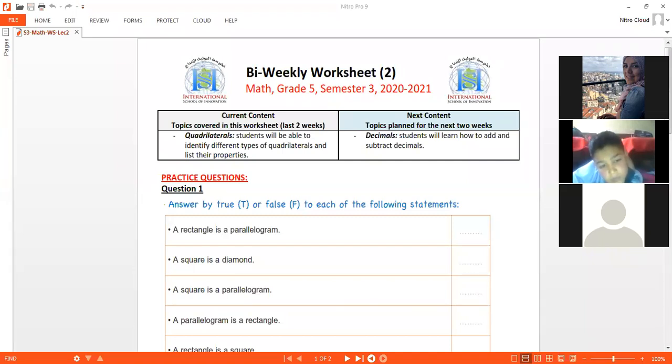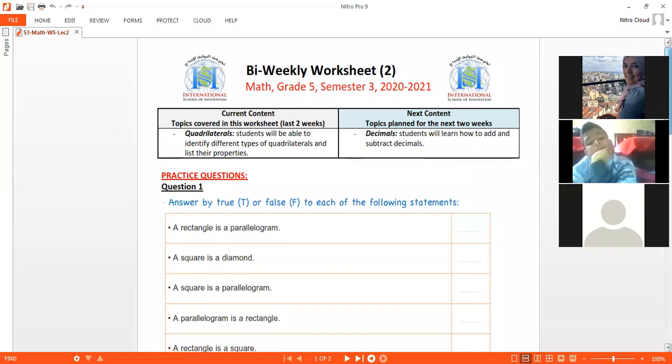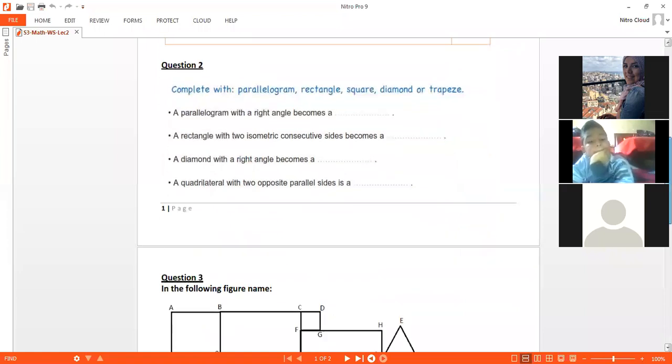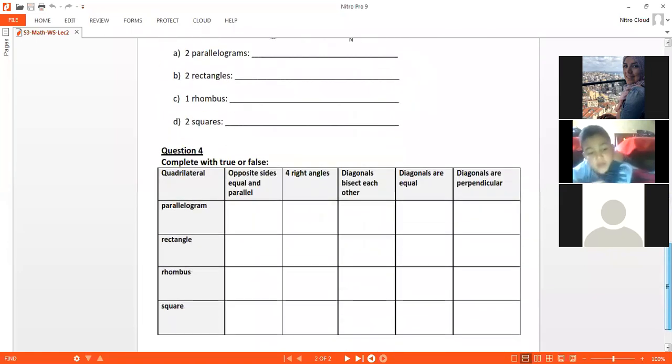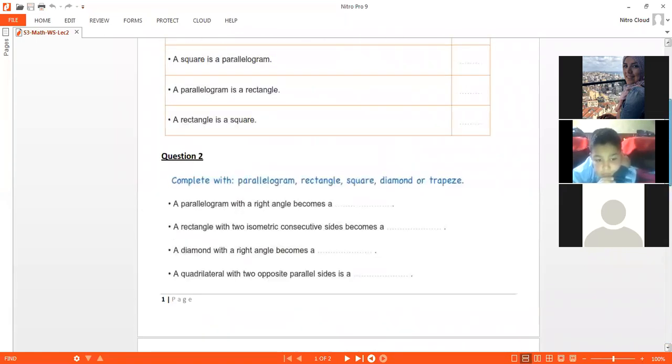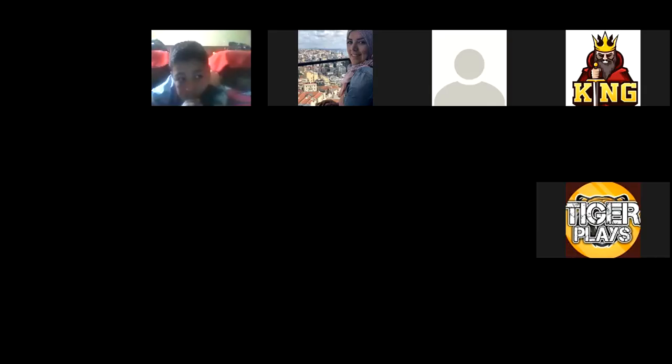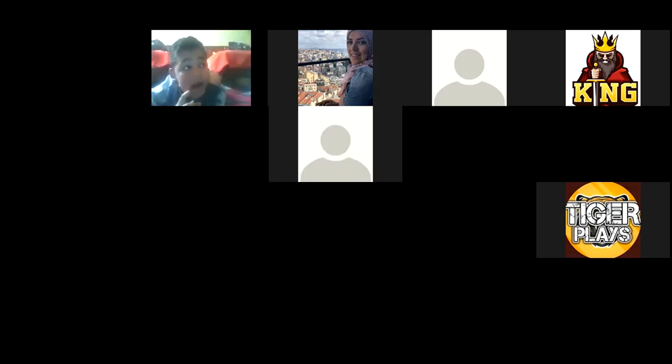No. Okay, that's good. So it's called Biweekly Worksheet 2. It's for semester 3. As you can see, you can go back to week 31 and you have to solve it. Okay, so this is the worksheet. Did you see it? Okay, so you have to solve it for Thursday. On Thursday, I'm going to solve it in the live session, okay?